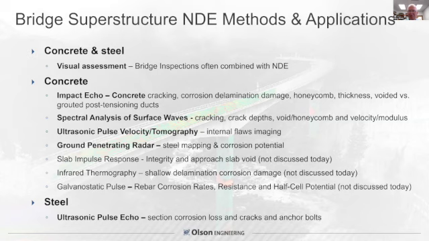The first two tests were one-sided. Ground penetrating radar is generally one-sided access for steel mapping and corrosion potential. Slab impulse response, we won't touch on today, or infrared tomography. We'll touch a little bit on galvanostatic pulse for rebar corrosion rates, and ultrasonic pulse echo for testing of steel for section corrosion loss and anchor bolt integrity.